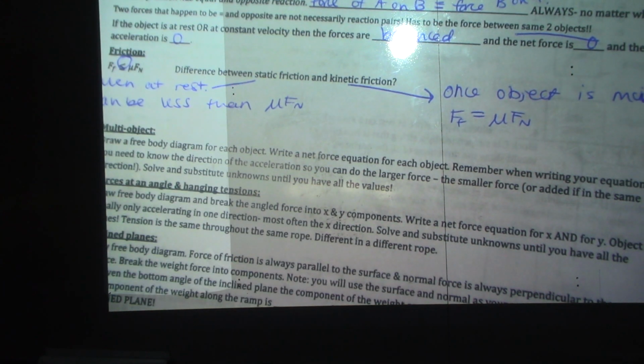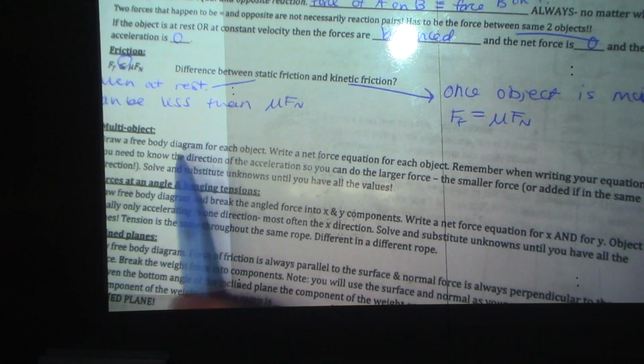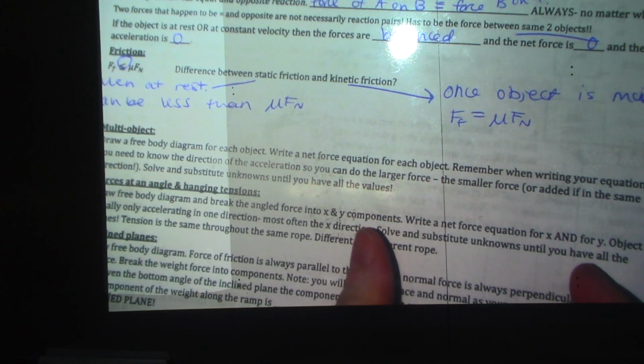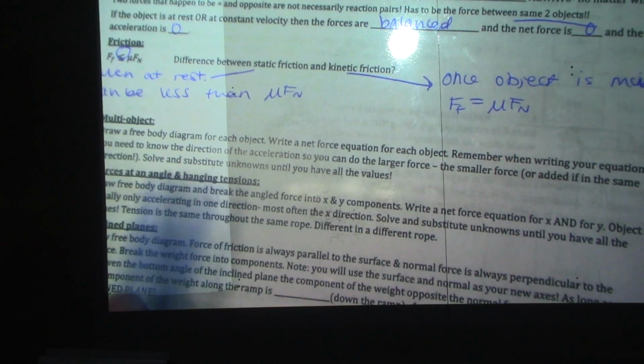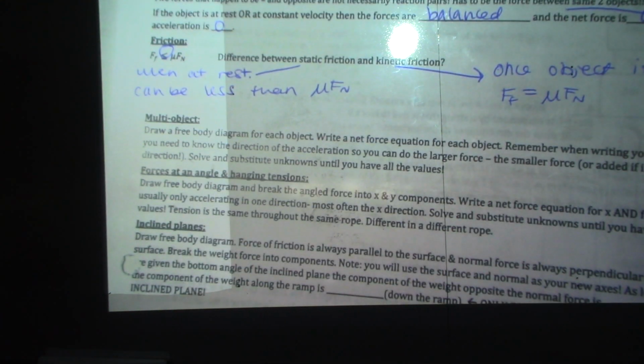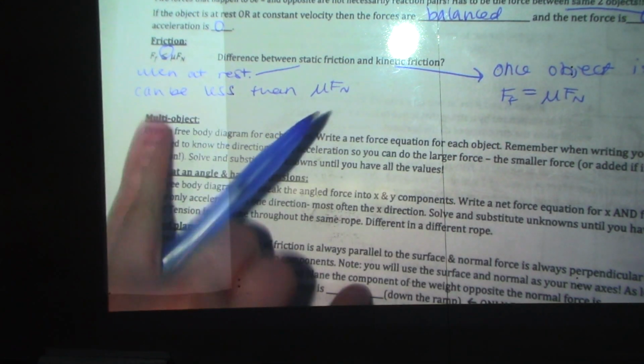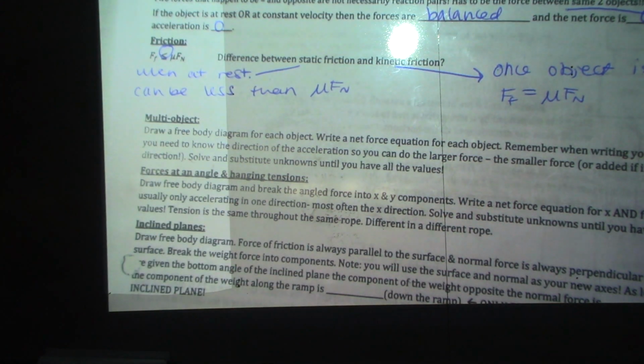For systems where you have multiple objects, you draw a free body diagram for each object and write a net force equation for each object. When you're writing that, make sure you're always doing bigger minus smaller force, so that your net force is in the same direction as your acceleration. And then you're usually going to have to get one equation for, like, T, for example, and then substitute that in for the other one.